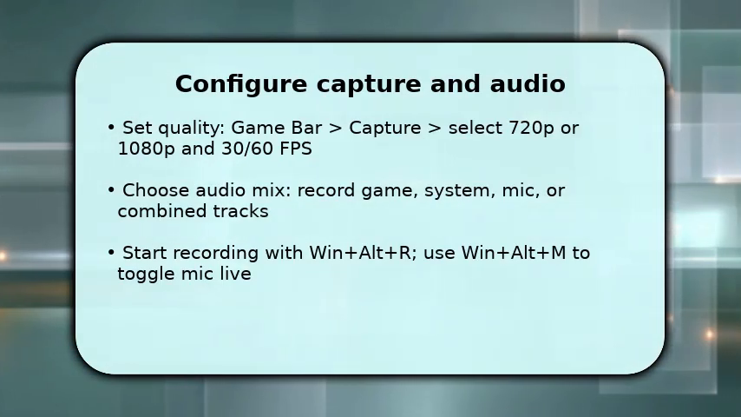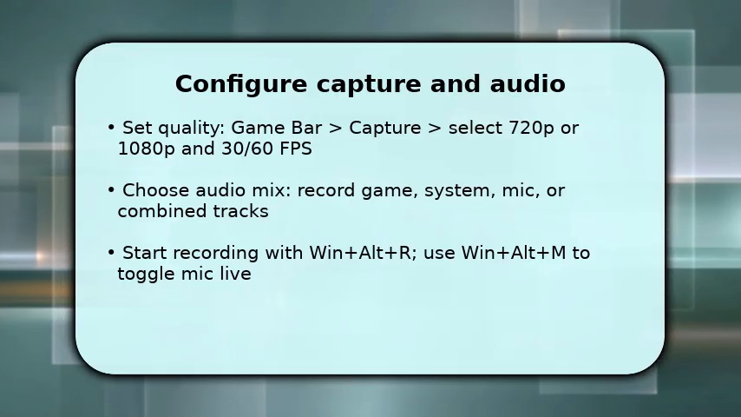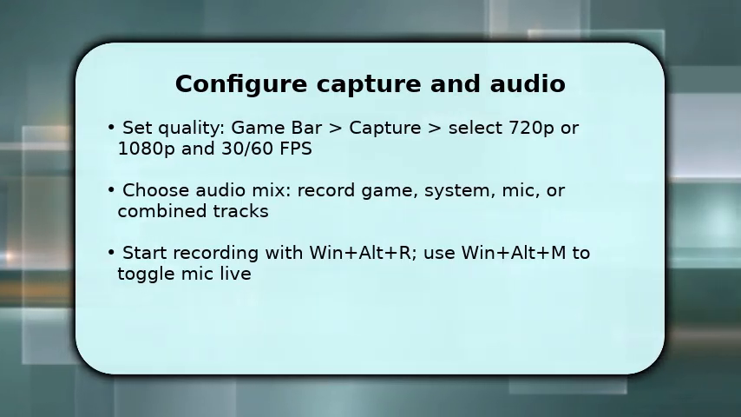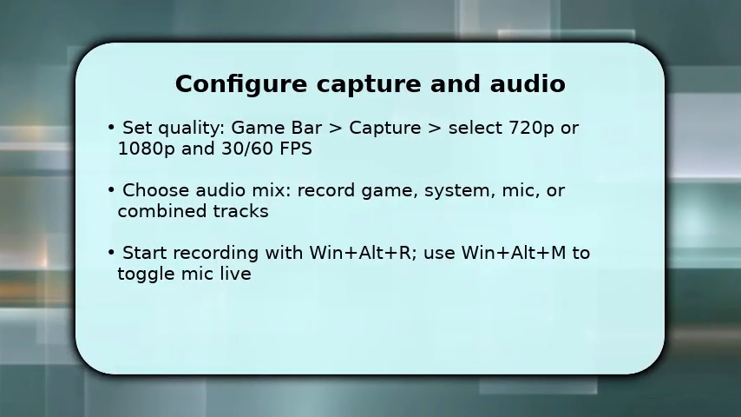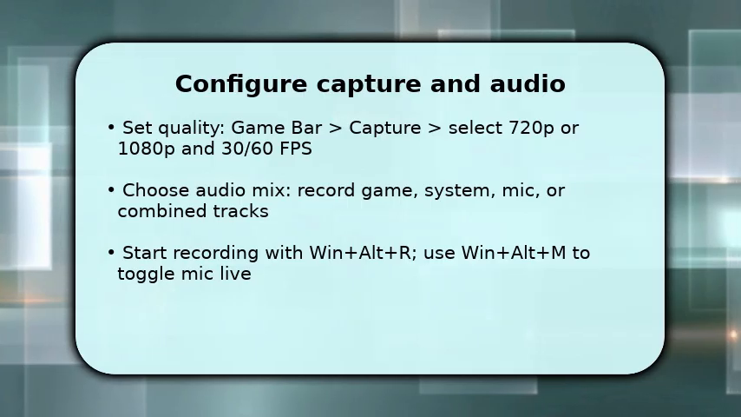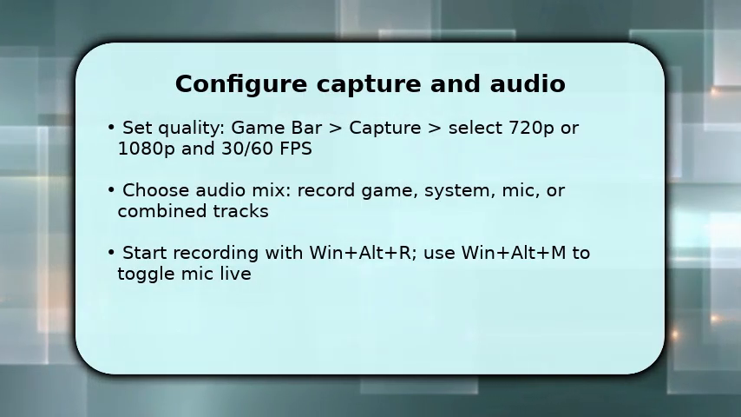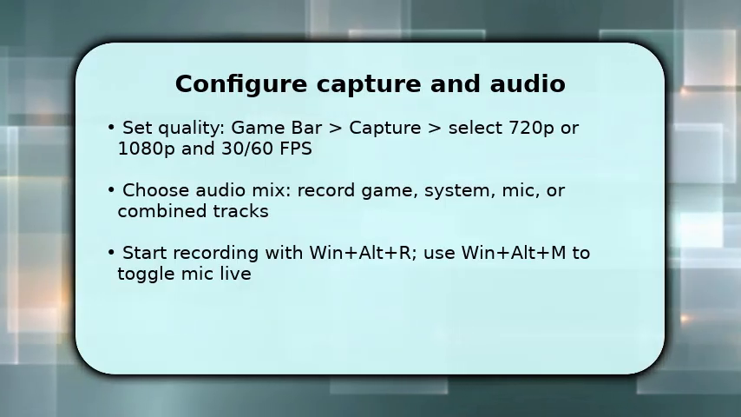Next, configure what gets recorded and why those settings matter. Open the Capture widget and pick resolution and frame rate. 1080p at 30 fps balances size and clarity, while 60 fps suits fast motion. Then set audio sources so you record system sounds, your microphone, or both depending on narration needs.